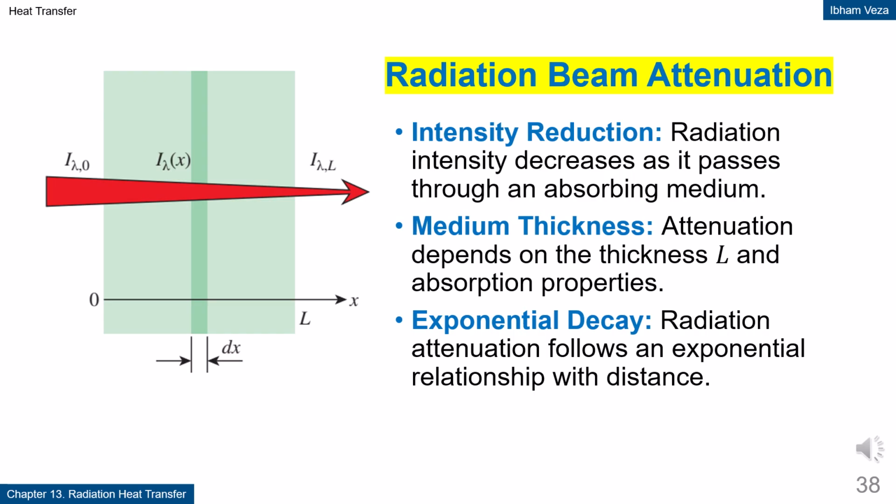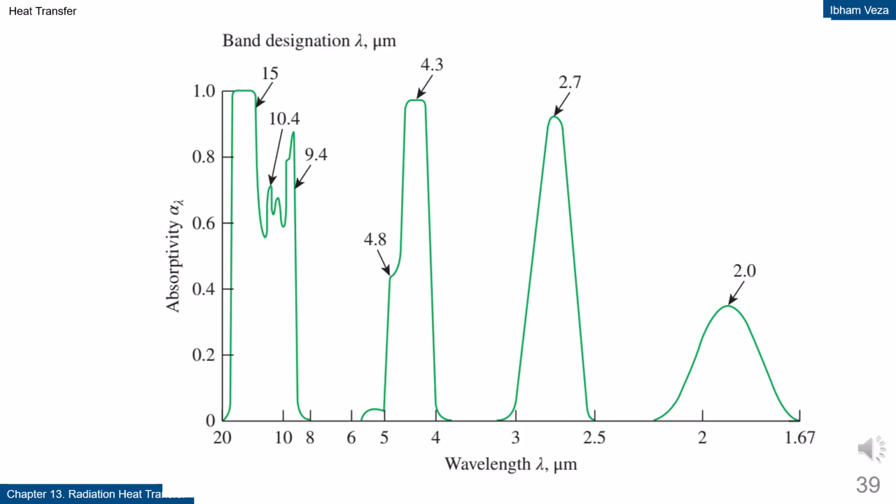This concept is important in the analysis of gases, smoke, and other participating media. Spectral absorptivity of CO2. This curve shows that CO2 does not absorb radiation uniformly at all wavelengths. There are very strong absorption peaks at certain wavelengths in the infrared region. Between these bands, there are regions with much lower absorption. This data shows that gas radiation is highly wavelength dependent.